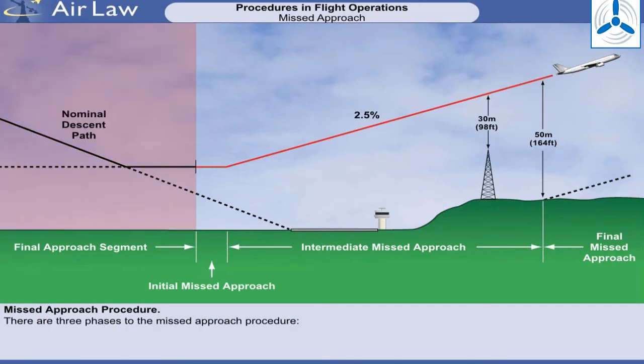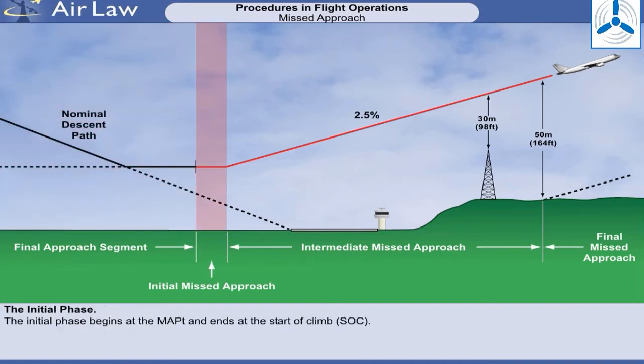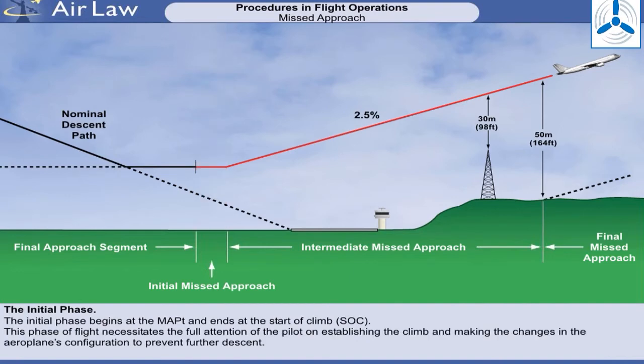There are 3 phases to the missed approach procedure: initial missed approach, intermediate missed approach, final missed approach. The initial missed approach begins at the missed approach point and ends where the climb is established. The maneuver in this phase necessitates the attention of the pilot on establishing the climb and the changes in the aeroplane's configuration to prevent further descent.